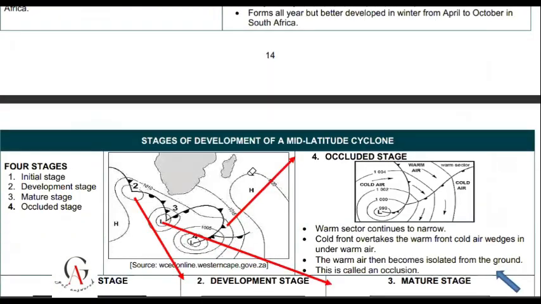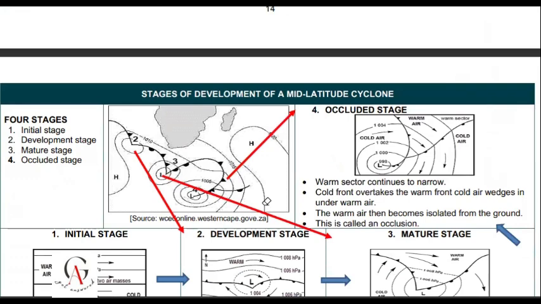Then we will go to occlusion. If we check here, stage number 4, you can see when we reach occlusion, we are saying there is a section where warm air has been completely displaced from the Earth's surface. We no longer have incidence of the existence of warm air over the Earth's surface. The warm air has been completely displaced from the Earth's surface. That is what we call the occlusion stage.